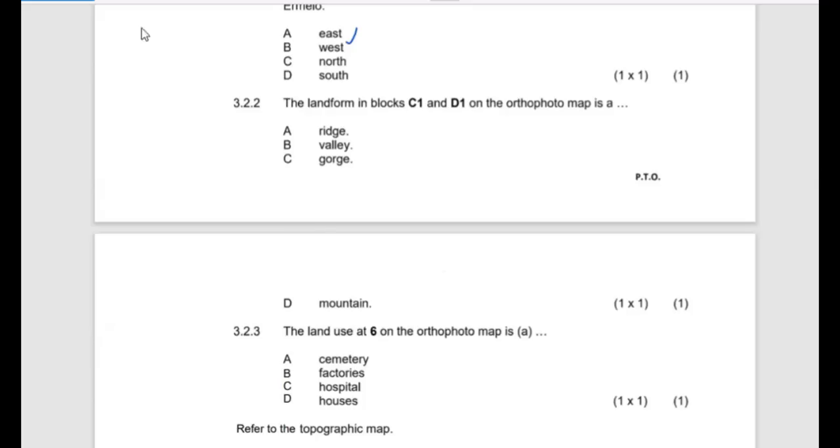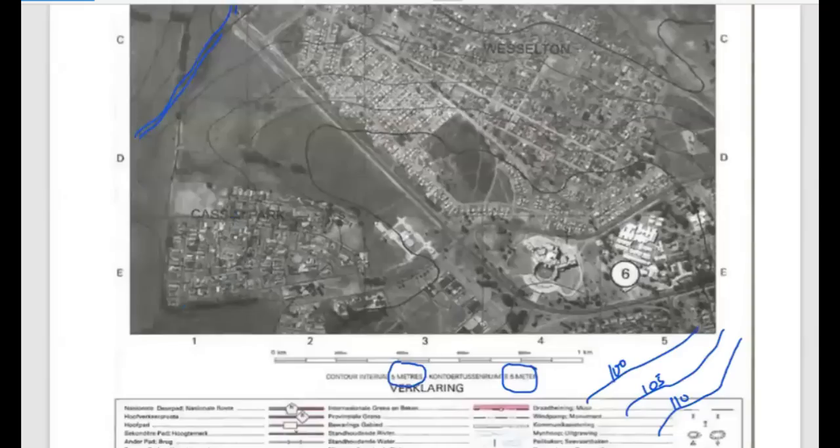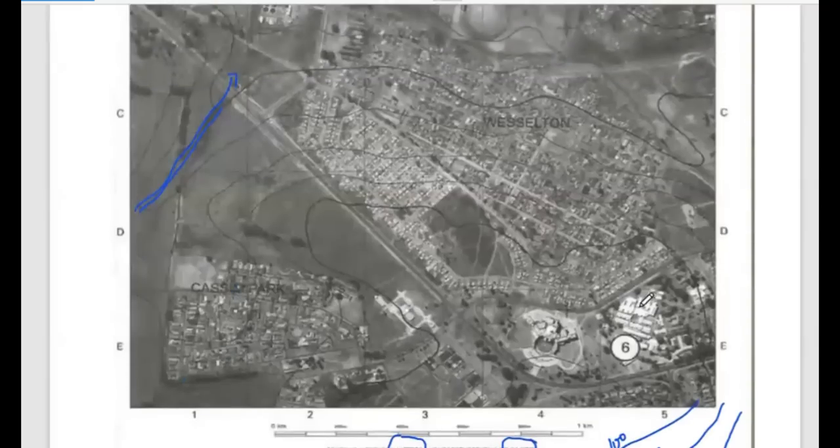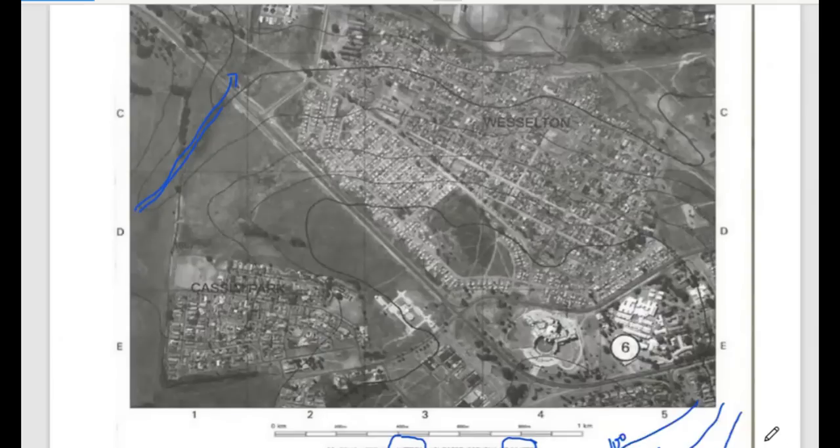The next question is talking about land use at 6 on the orthophoto map. Right, at 6. You can see there are buildings there at 6. What is most likely to be this place here is suggested by what we are seeing on the orthophoto map. We pick out the responses there. Can it be a cemetery? Can it be factories? Can it be a hospital or houses? If you check on the nature appropriately, this seems like it's an organized institution. They cannot be private houses.